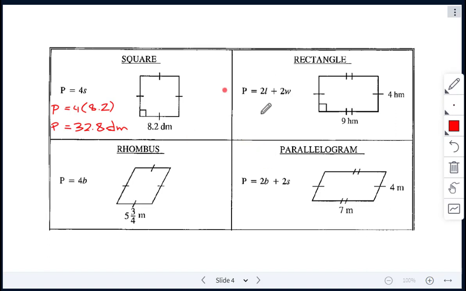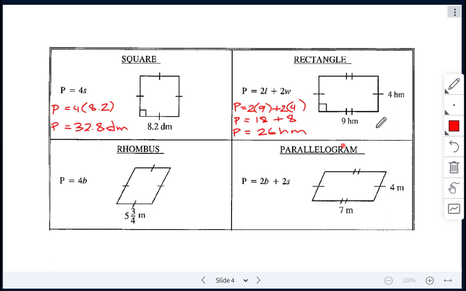Here we have a rectangle. The formula for the perimeter of a rectangle is 2L plus 2W. If you were just adding up the sides, it would just be 9 plus 9 plus 4 plus 4. But we are going to practice using the formula method. So 2 times length, which is 9, plus 2W, our W is 4. That gives me 18 plus 8, and so the perimeter is 26 hectometers.